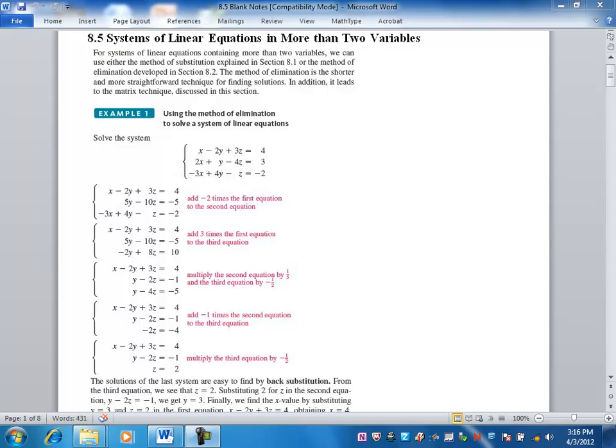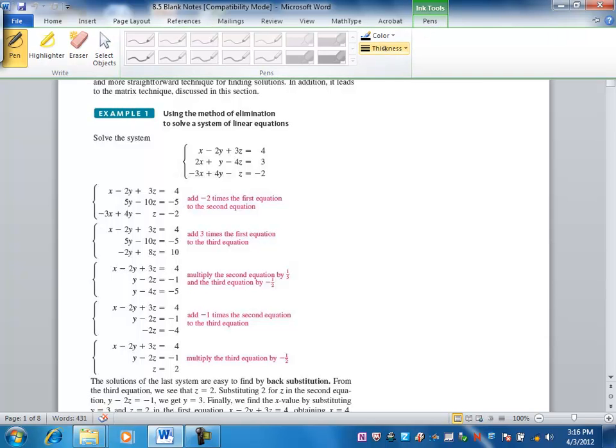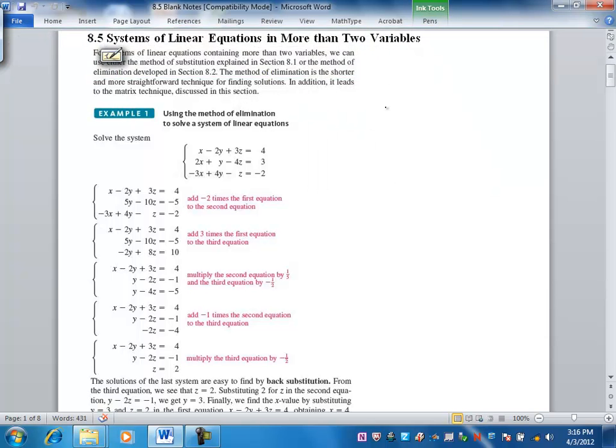For systems of linear equations containing more than two variables, we can use either the method of substitution, like we talked about in 8.1, or the method of elimination that we talked about in 8.2. The method of elimination is shorter and more straightforward in finding solutions, and it leads to the matrix technique that we're going to talk about here. You'll notice that we've got three equations and three unknowns here, and that we're using the elimination method.